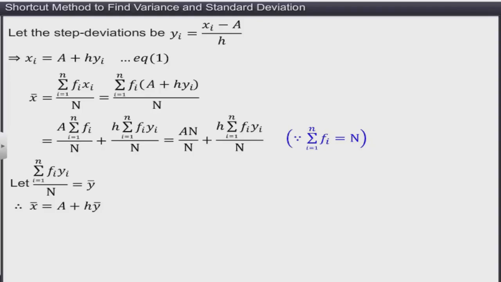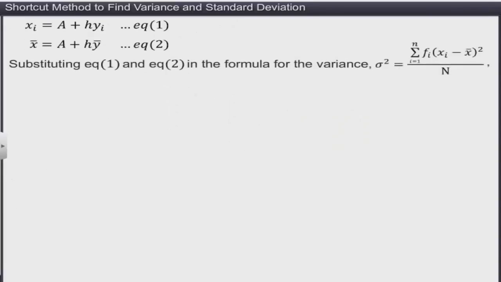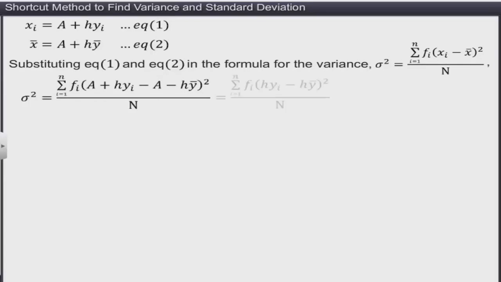Let's substitute equations 1 and 2 in the formula for variance. On simplification, we get the variance is equal to h squared divided by n multiplied by the sum of the products of fi and yi minus y bar whole squared. We notice here that the variance that we have deduced here is in the term of variable yi.